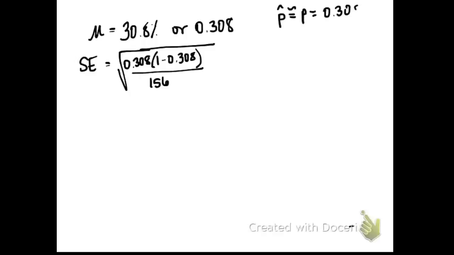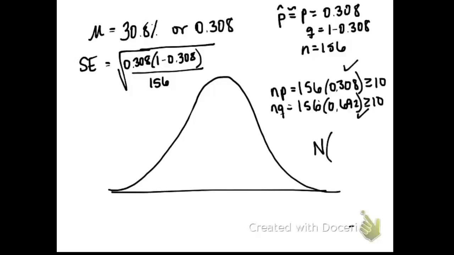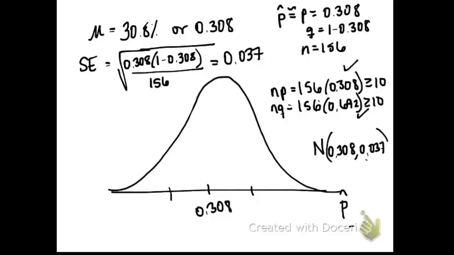So we have 0.308 as our mean, and I believe our standard error is 0.037. All right, so we have a normal model with our mean of 0.308 and our standard deviation of 0.037, and that's because we know that NP is greater than or equal to 10 and NQ is greater than or equal to 10. So there's one standard deviation away from the mean, and we can do two standard deviations away from the mean, and that's approximately our normal curve.